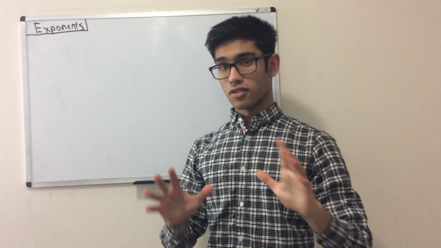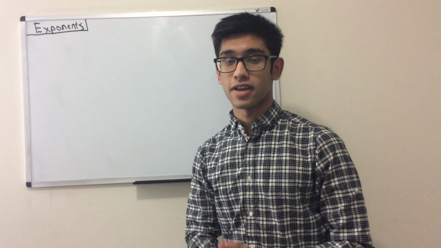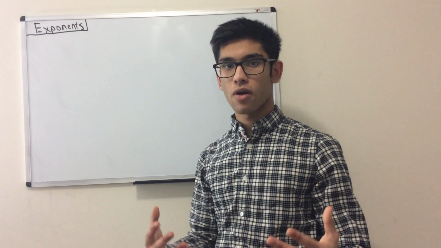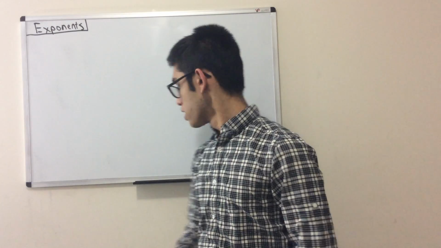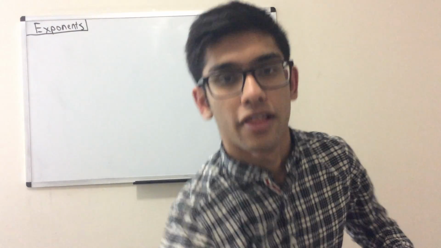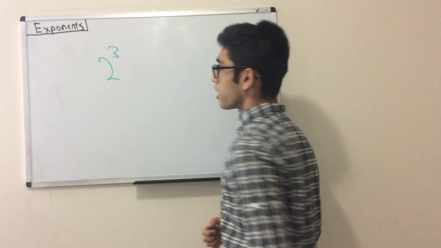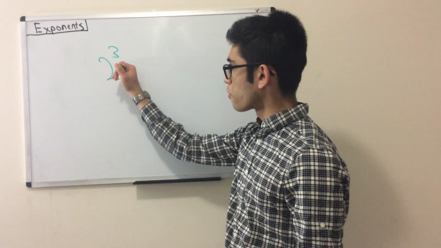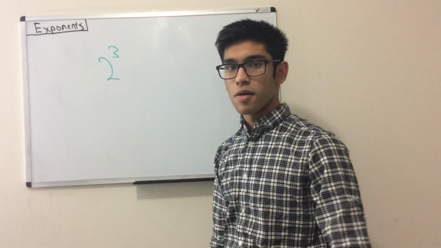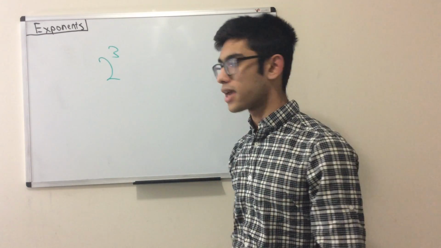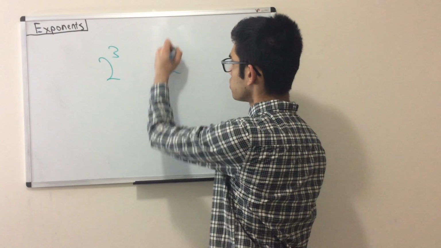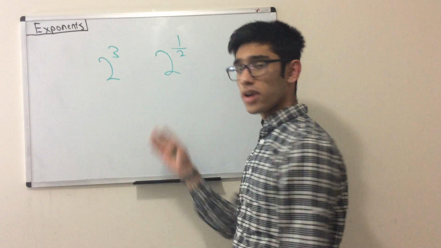So we've all learned about powers and exponents, and we're all used to seeing them as whole numbers, right? So we're probably all used to seeing something like my favorite example, 2 to the power of 3. We're used to seeing the powers always being a whole number, but we're never really used to seeing it as 2 to the power of a half.